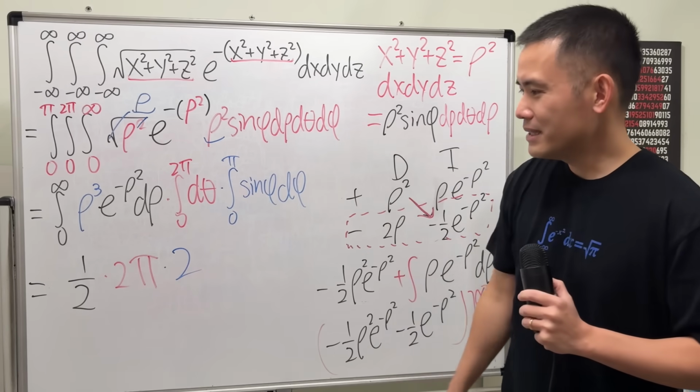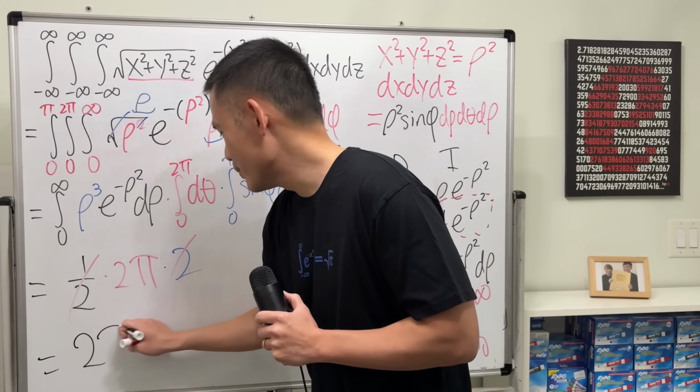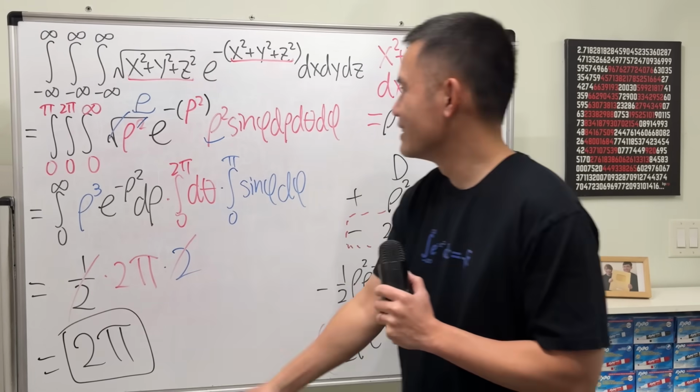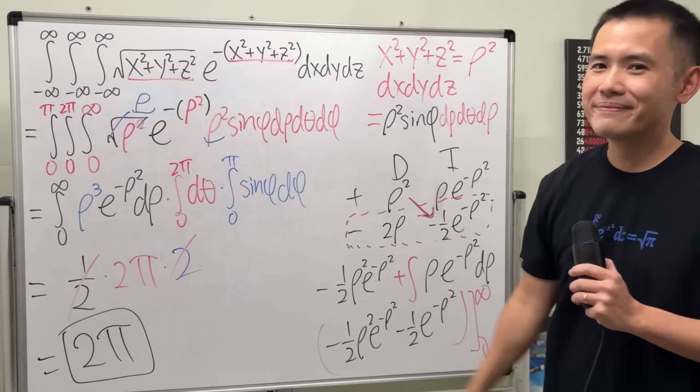Now, ladies and gentlemen, cancel this and that. Final answer, we get 2 pi. And that is my first triple improper integral. That's it.